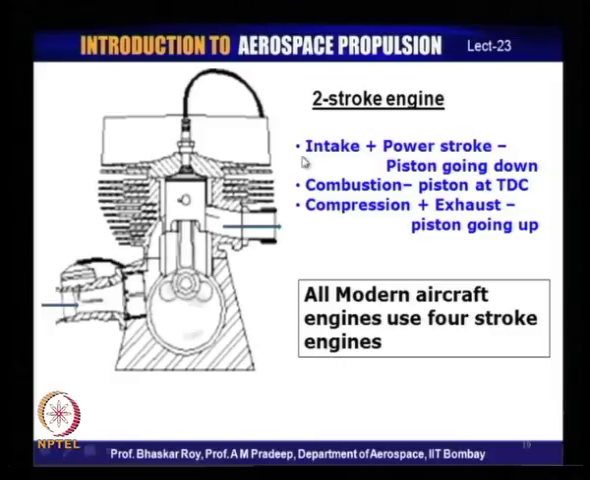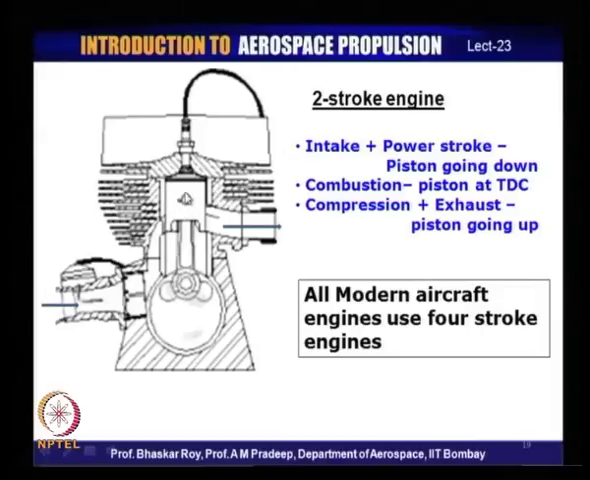Now, very quickly, the two-stroke engine, wherever they are used even today, combines the intake and power stroke, and then combines the compression and exhaust stroke, and somewhere in between the combustion is expected to occur in a very short time when the piston is at TDC. So, this is a kind of hand drawn sketch of a two-stroke engine.